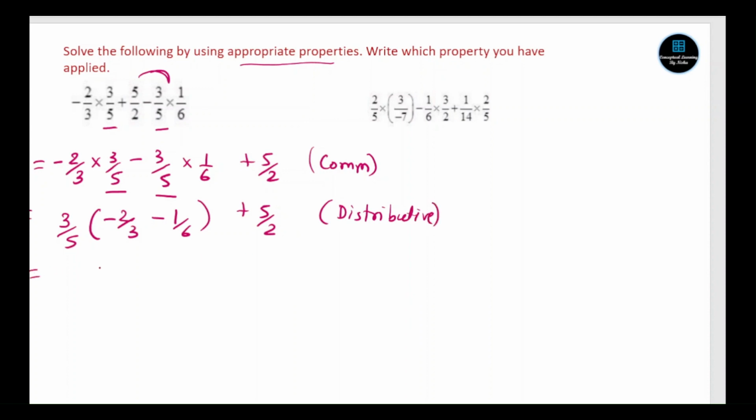And now we'll solve this. So 3/5, and then if I take the LCM and simplify, I'll get minus 5/6 plus 5/2 is there. Okay, so simplify.